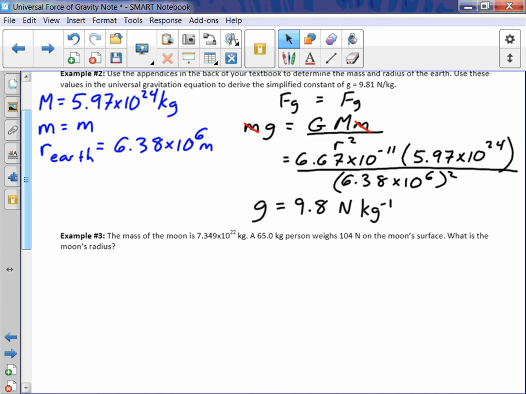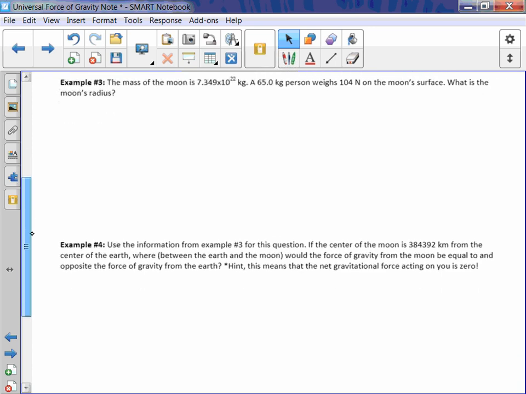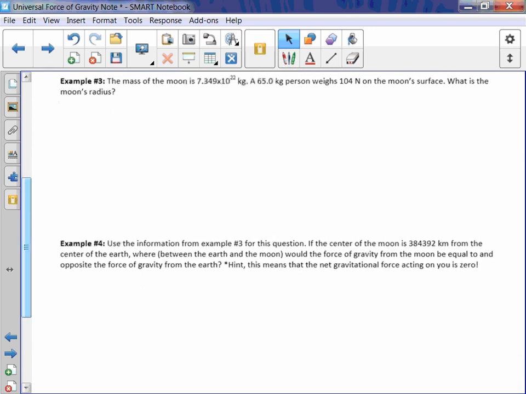Okay, example 3. Here we go, guys. This time we're going to the moon. So we've got the mass of the moon, we've got a 65 kilogram person, and we've got the force of gravity acting on that person on the moon. We need to swap out the radius. Armstrong, yeah, that's right.